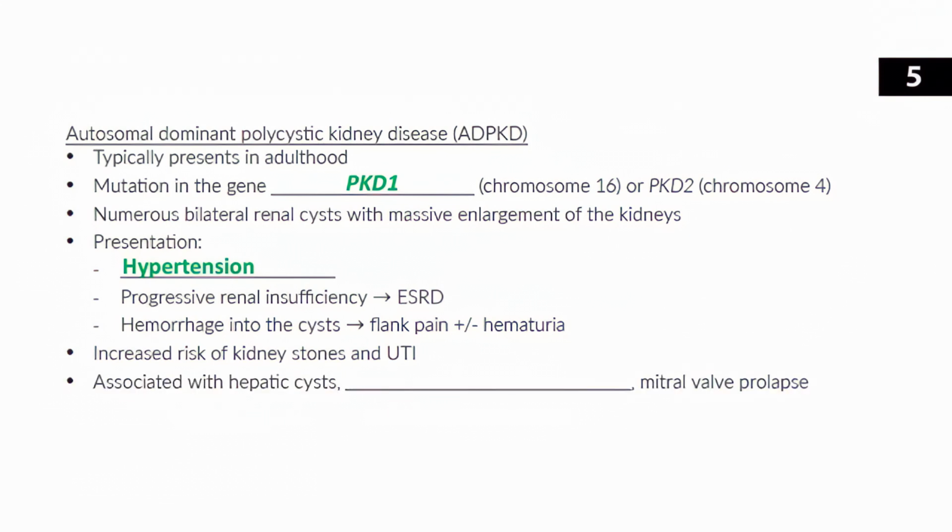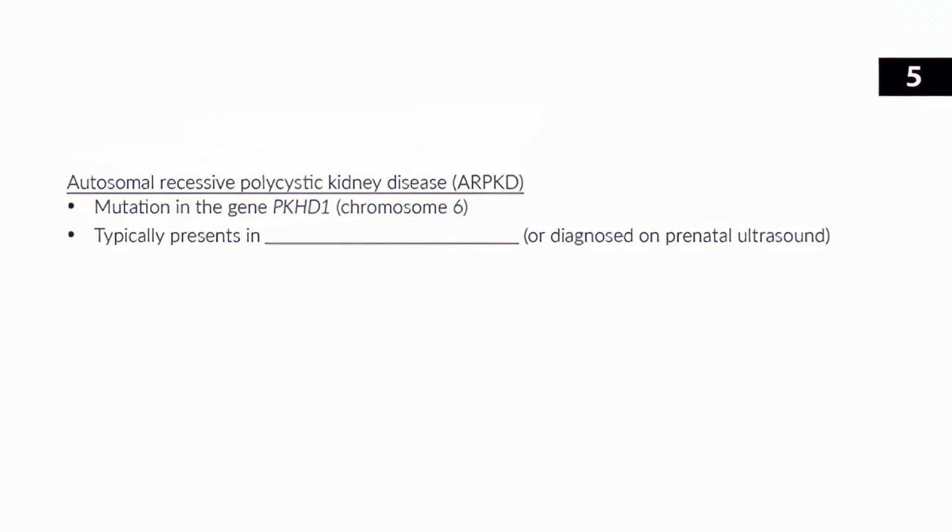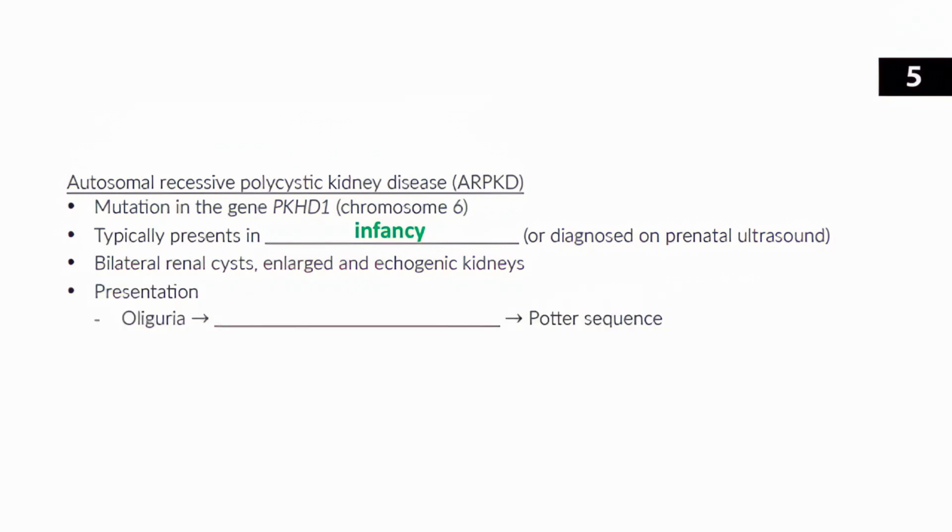They can also have cysts in the liver and intracranial aneurysms, and even mitral valve prolapse or other heart valve disorders. Autosomal recessive polycystic kidney disease is due to a different mutation, and it typically presents in infancy, or these days it's found prenatally on ultrasound. The kidneys are bilaterally enlarged and echogenic, and this is associated with oliguria and oligohydramnios, which can lead to Potter sequence. And at birth, these patients often have hypertension and renal insufficiency, and also some hepatomegaly and liver problems.